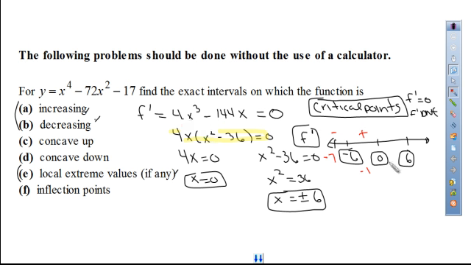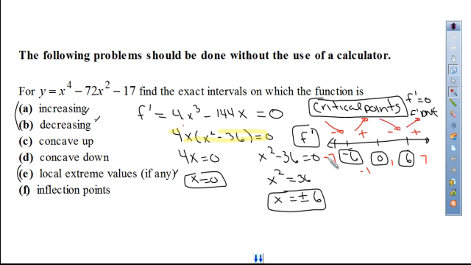So a number between 0 and 6, so let's do 1. So once again, 1 squared is smaller than 36, so that's negative, and 4 times 1 is positive, and a positive times a negative is a negative. So a number to the right of 6, I'm going to use 7. So 7 squared is 49, which is bigger than 36, so that's a positive, and 4 times 7 is a positive. So a positive times a positive is a positive. So I end up with this. So I have that my function is increasing here, decreasing there, increasing, decreasing, increasing.